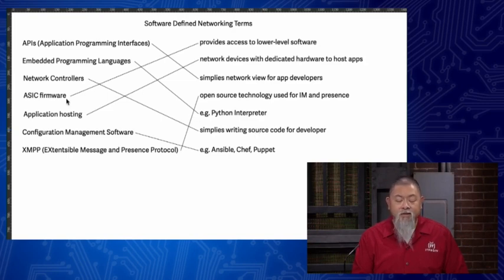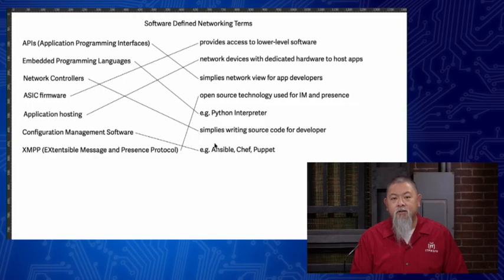Most of our Cisco devices run ASIC firmware. Remember, ASIC stands for Application Specific Integrated Circuitry, and that provides access to lower layers or lower level software, and that is because software is embedded directly onto the chip itself. Application hosting is a weird term for us too. Network devices with dedicated hardware so that they can host different apps that are also out there as well.